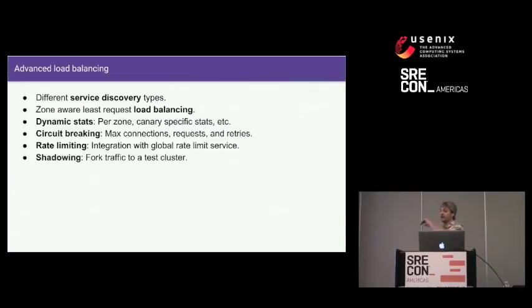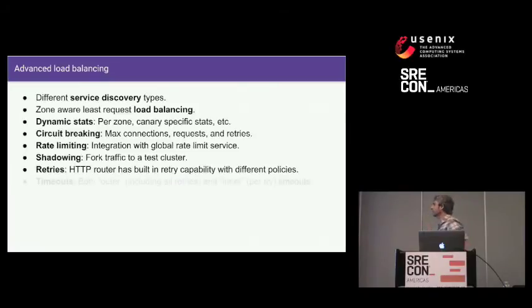We do shadowing, so we can fork traffic to a test cluster. This has been a pretty popular feature with our devs. We have built-in retries with different policies. We do a whole bunch of stuff with timeouts, so we have both outer timeouts as well as inner timeouts. The reason that's important is that we encourage our devs to use a combination of both timeouts as well as retries, set reasonable inner per-try timeouts, and then set a global timeout. And then we use exponential backoff for those retries.